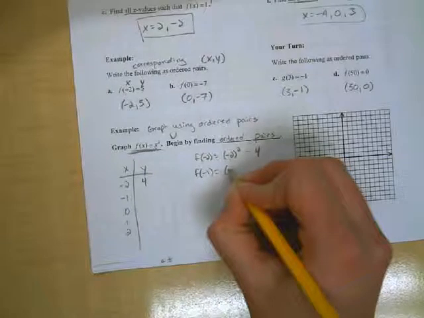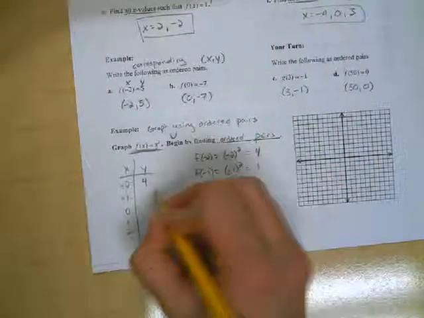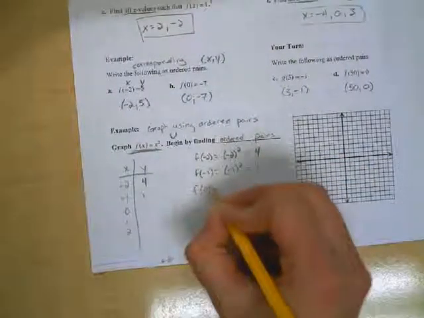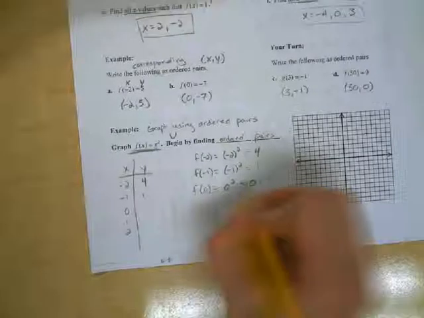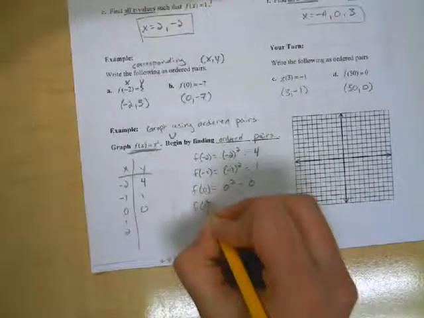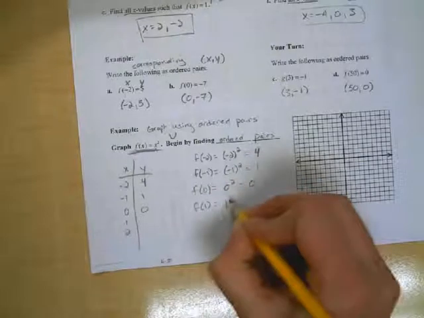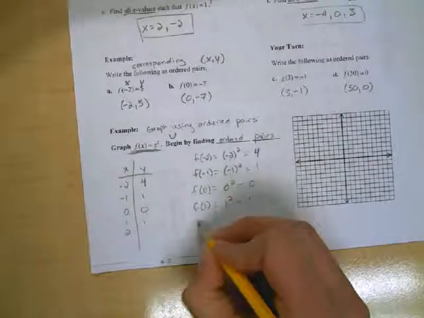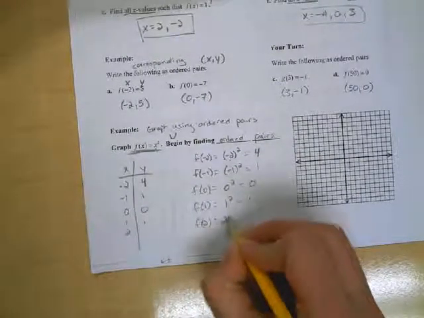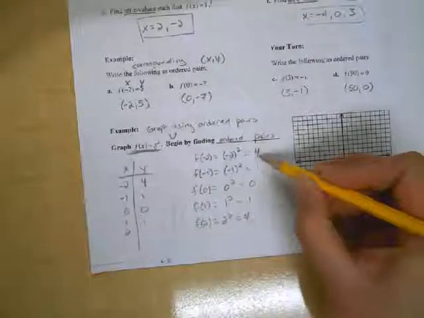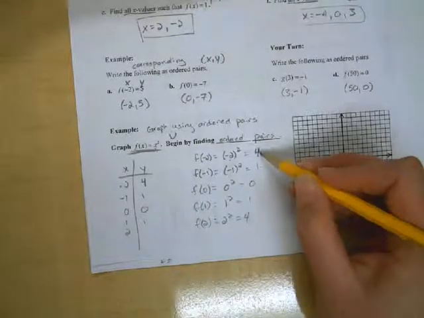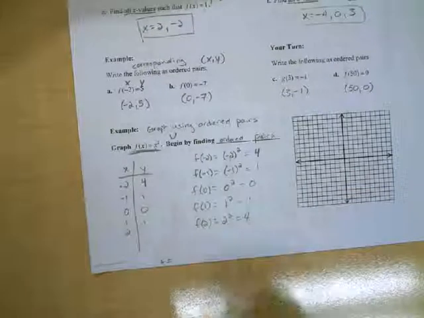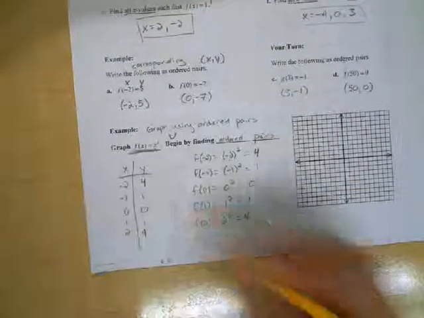So -1 squared is going to be +1. F of 0 is going to be 0 squared, which is 0. And f of 1 is going to be 1 squared, which is just 1. And f of 2 is equal to 2 squared, which is equal to 4. You can see that I've got that nice little turn here because I'm decreasing and then I start increasing. So you know you're going to make the turn, which is good. So I'm going to have that U shape.